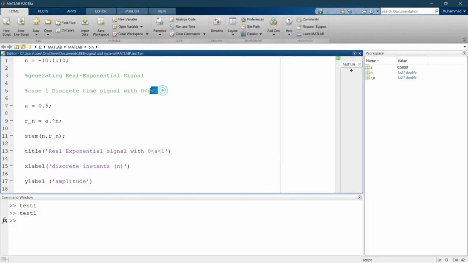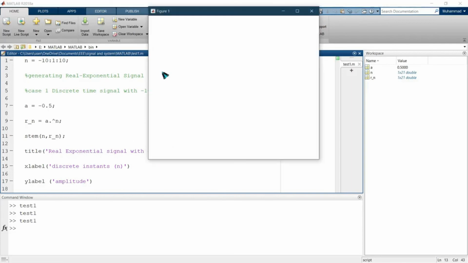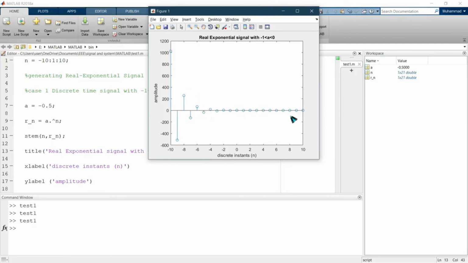Now we will look at the third case where a is between -1 and 0. I will set the value of a as -0.5, which is between -1 and 0. I will also change my title, and let's see how the graph looks. This is also a decaying graph, and it is decaying in a sinusoidal type of way.